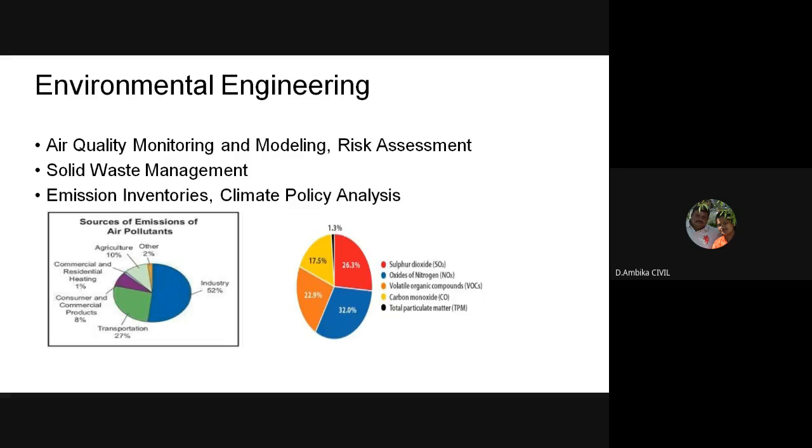Environmental engineering. So in environmental engineering, what are you focusing on? We are focusing on air quality monitoring and modeling, risk assessments, solid waste management, emission inventories, and climate policy analysis. These are the focus areas when we get into the environmental engineering stream. Because as we know, the emissions of air pollutants are very rich and high only in industries.